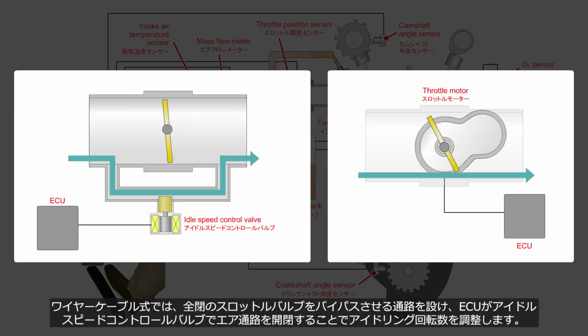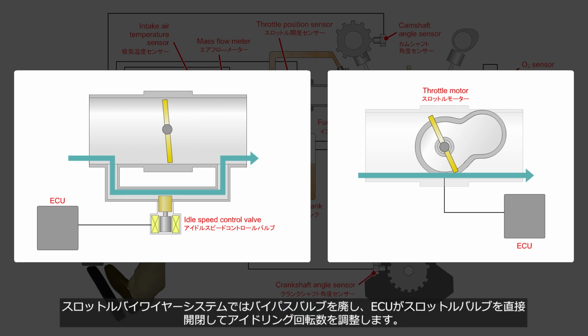In a wire cable type, a bypass passage is provided to bypass the fully closed throttle valve, and the ECU opens and closes the idle speed control valve to control the amount of air passage for controlling idle speed. In a throttle-by-wire system, the bypass valve is eliminated. The ECU directly opens and closes the throttle valve for controlling idle speed.